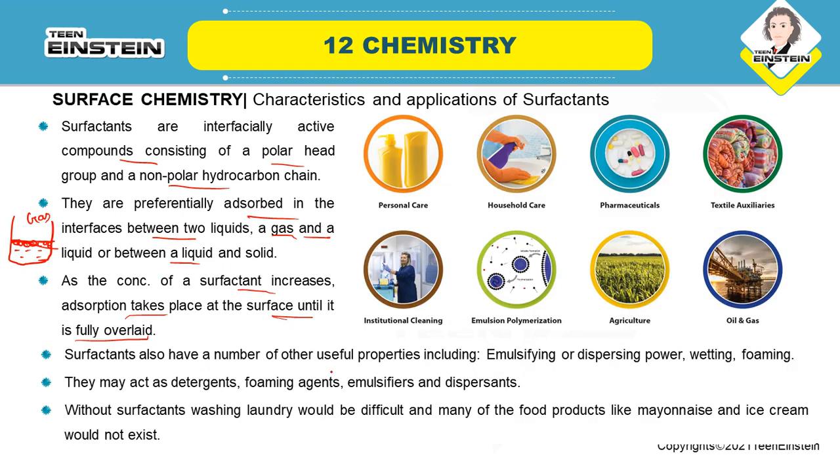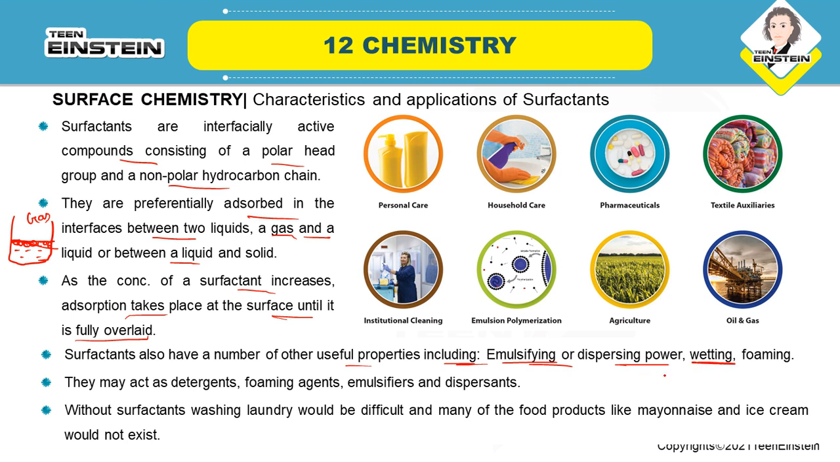Surfactants also have a number of other useful properties, including emulsifying or dispersing power. Emulsion is a type of colloid and will be discussed separately, but here just remember it is used for emulsifying other substances. It helps in emulsification, that is why it is an emulsifier.